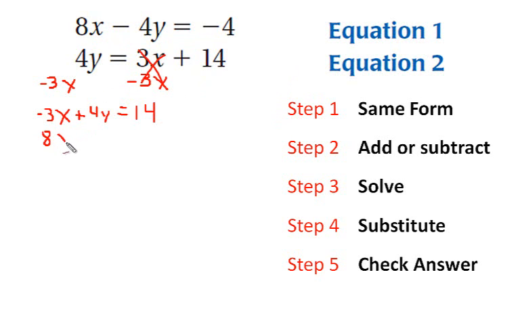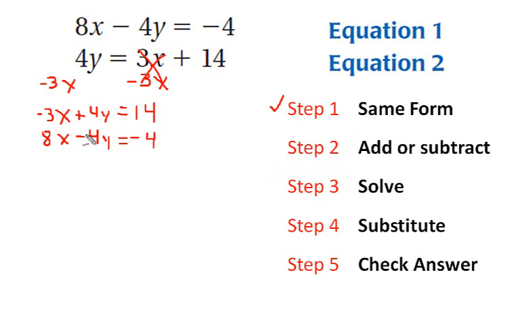I have 8x minus 4y equals -4. Okay, so now looking at these two equations, they're both in the same form, so I'm done with step 1. Now I want to add or subtract.